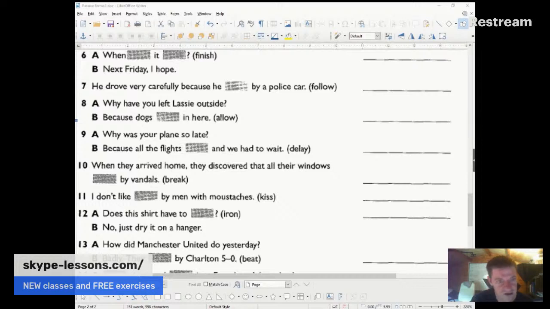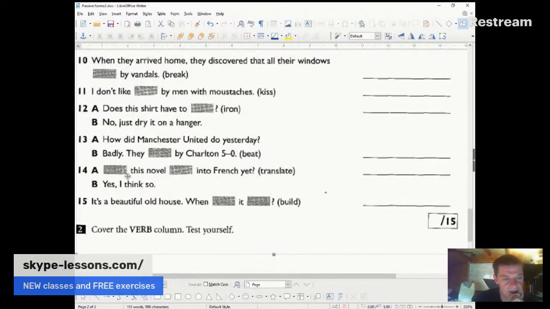Okay, number 12, does this shirt have to be ironed? Yeah, to-infinitive, have to be ironed. So be ironed, the verb to be and the past participle. How did Manchester United do yesterday? Badly. They were beaten. Yeah, this is yesterday, so past simple. They were beaten by Charlton, 5-0.